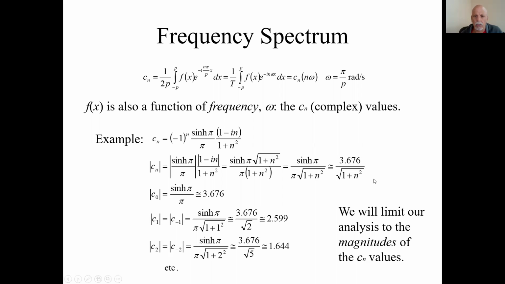So I have a formula for each c sub n, which would be this. Now I can just plug in whatever the n is. When n is 0, I just get sinh of pi over pi. And notice it doesn't matter if n is positive or negative, it's the same thing. So c sub n and c sub minus n are always going to have the same magnitudes. When n is plus or minus 1, I get this. Anyway, I have formulas for each of those.